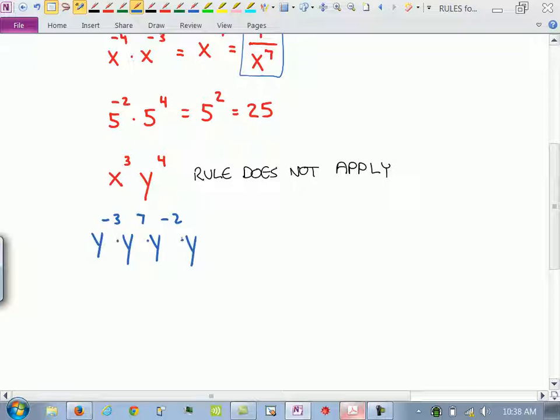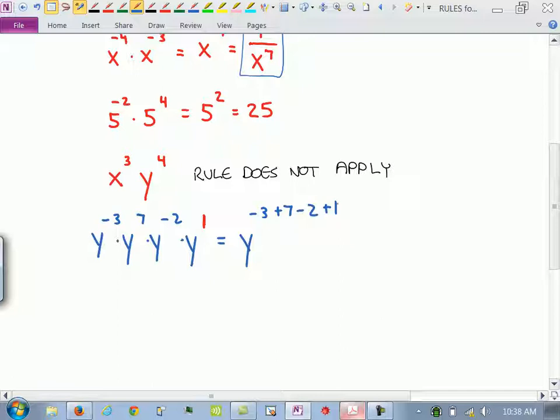What do you think you do? Yeah, they all have the same base, right? So all you have to do is add up all their exponents. What are the exponents here? Negative 3 plus 7 minus 2 and 1. Good. Don't forget there's a 1 on that y, right? There's a 1 right there. Don't forget that one. So plus 1 at the end there?